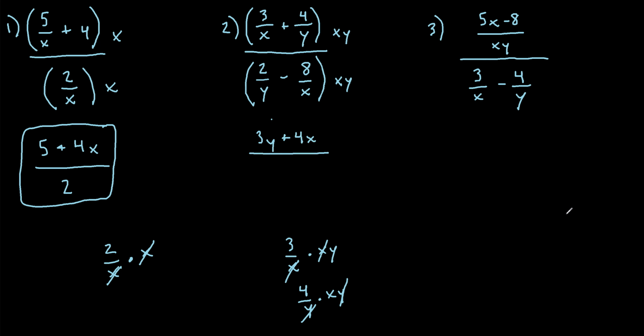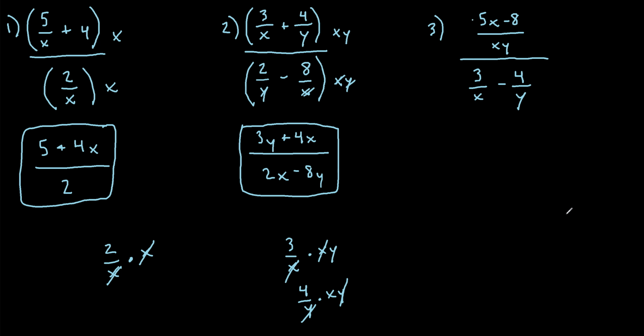And now down in the denominator we have 2 over y times xy. Well, in that case the y's would cancel out and we would just be left with a 2x. Minus, we have 8 over x times xy. Well, in that case the x's would cancel out and we'd be left with an 8y. So our final answer on this one would be 3y plus 4x over 2x minus 8y.